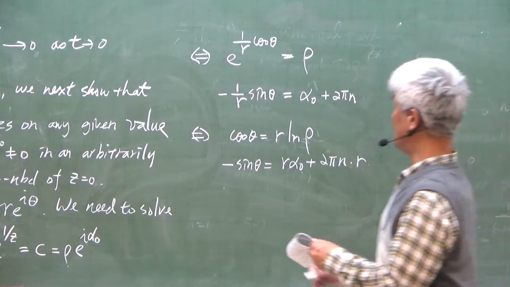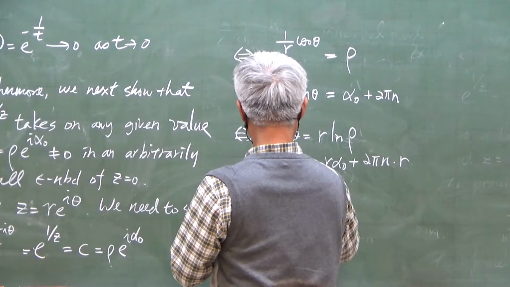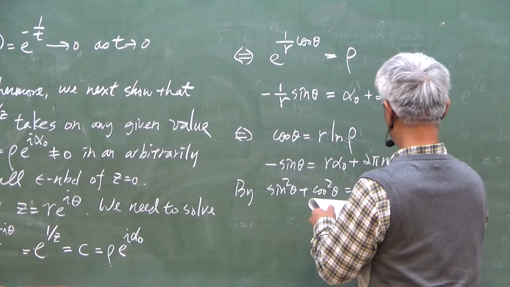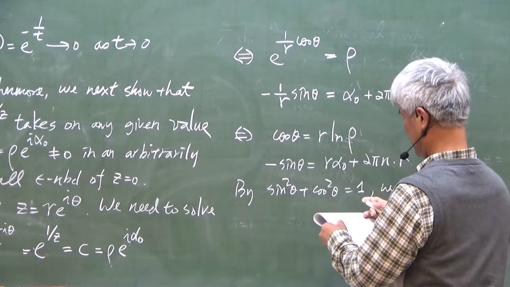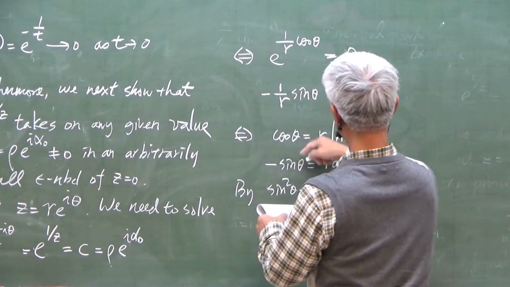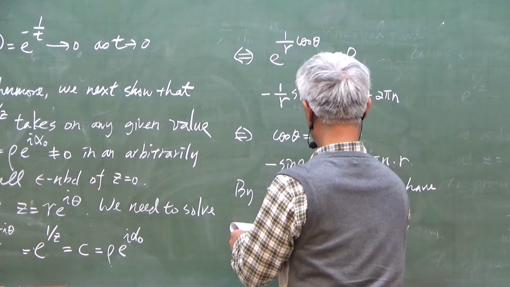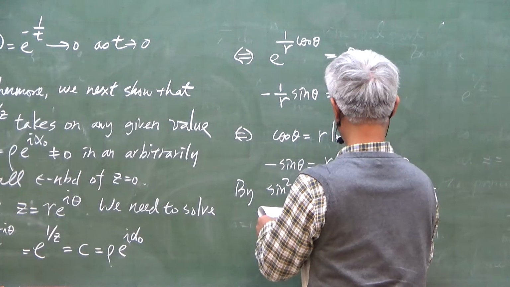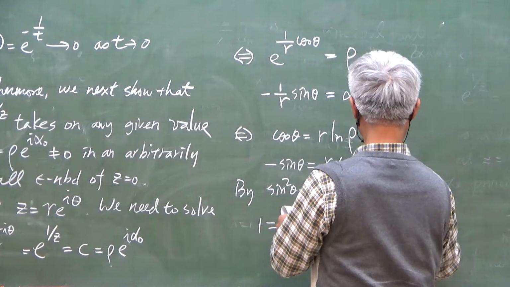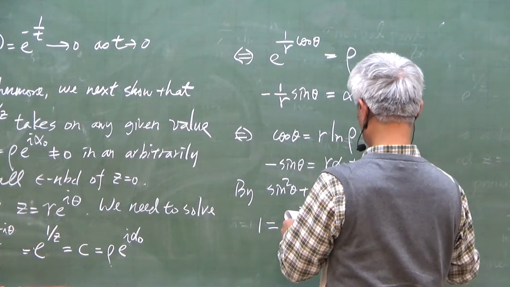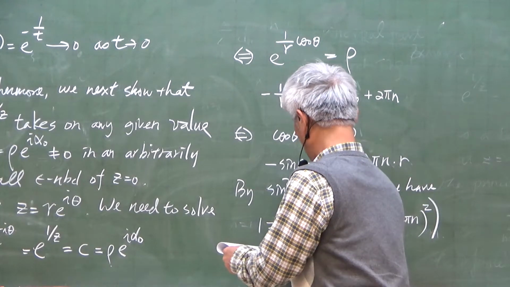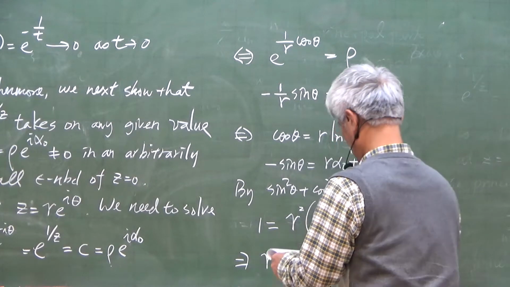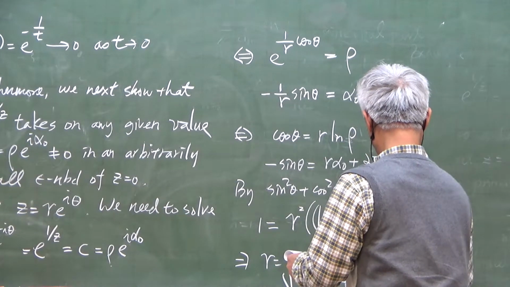Now, we know the square of sine plus the square of cosine is equal to 1. So we sum together, and we have 1 equal to r squared times rho squared plus alpha 0 plus 2 pi n squared. So this implies that r is equal to 1 over the square root of rho squared plus alpha 0 plus 2 pi n squared.